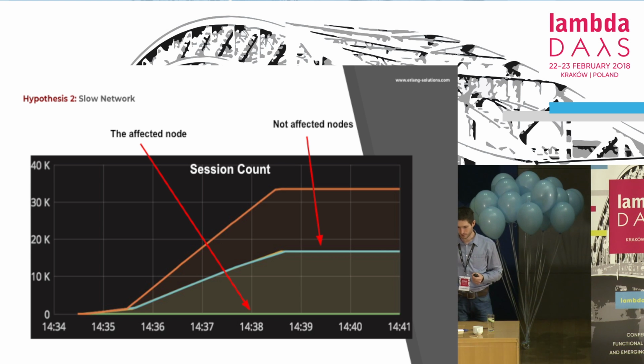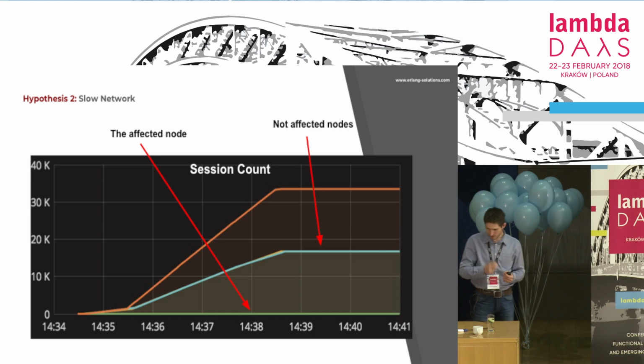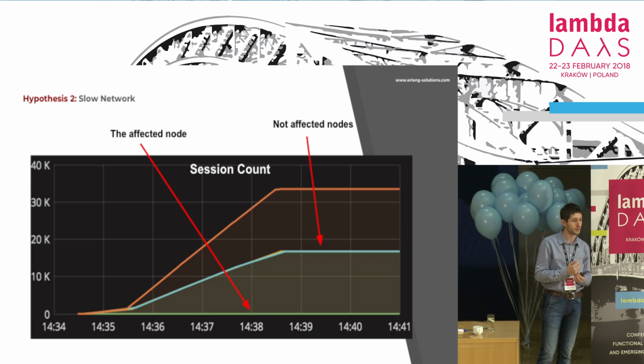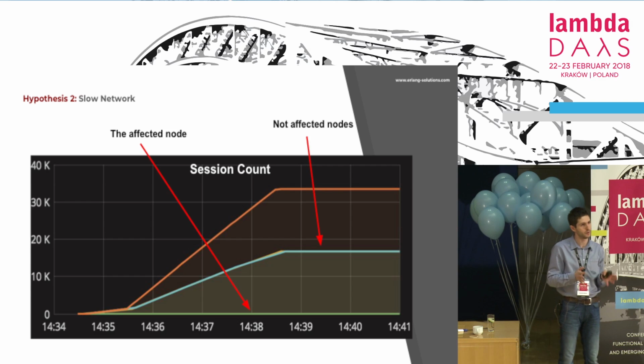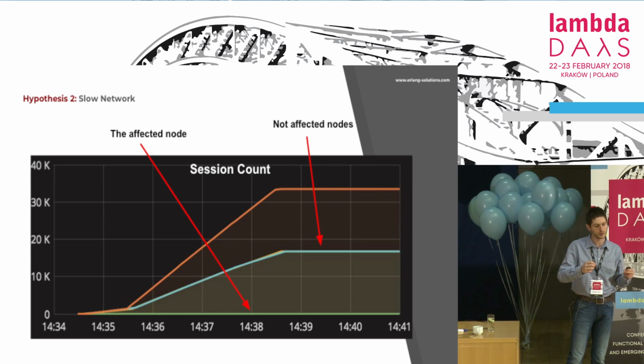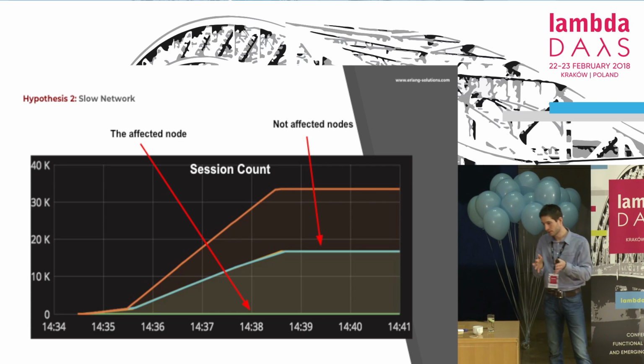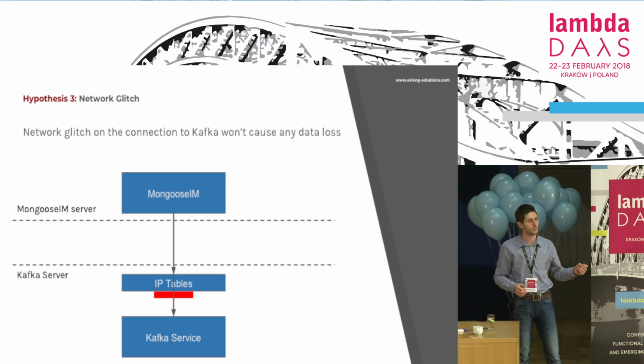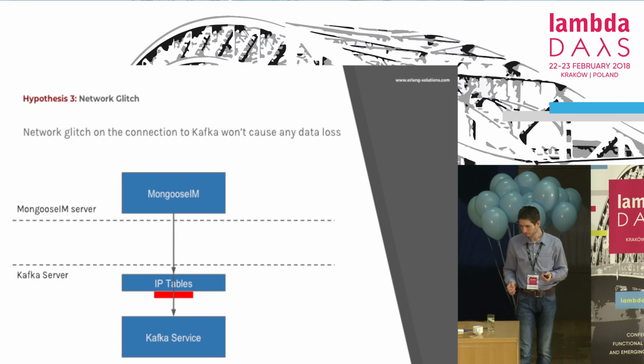And the last hypothesis we test. We said that if there is a network glitch on the connection to Kafka, which is one of the streaming services we use so that all the records of users' activity are logged, eventually all the messages will be delivered.